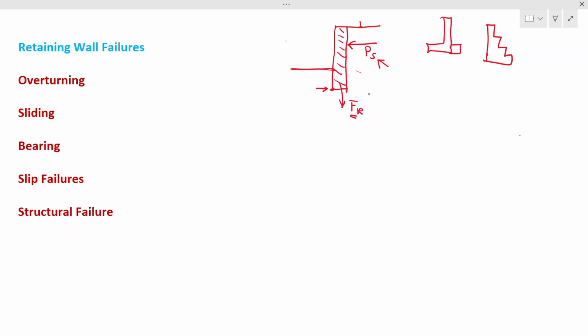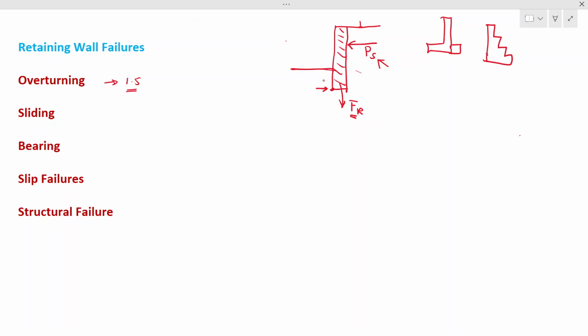Then how do you make sure it's stable? Now, what is overturning? Overturning means the soil pressure tries to push the wall over. In these cases, we have to make sure the overturning factor of safety is 1.5. That's the basic requirement. So we maintain the factor of safety for overturning at 1.5. What's the factor of safety?